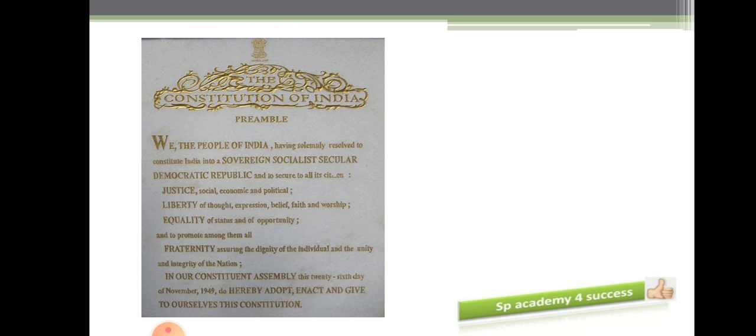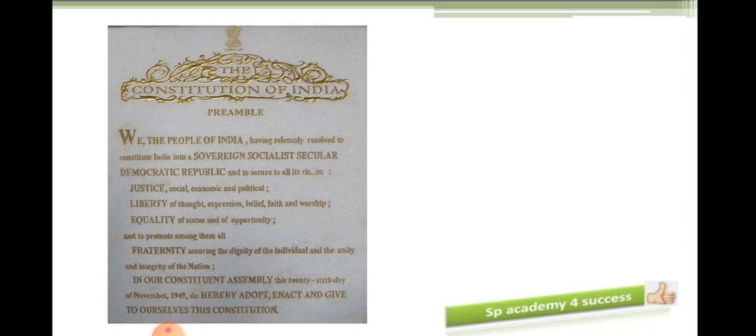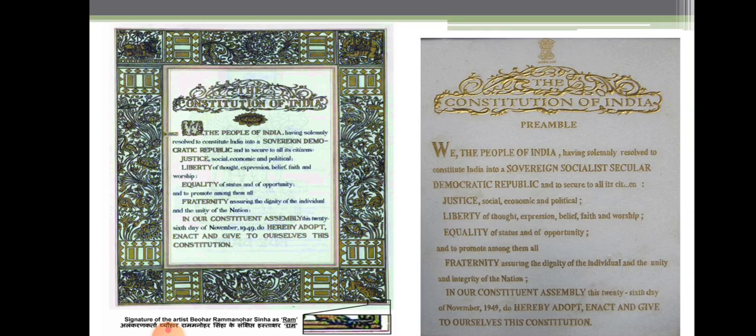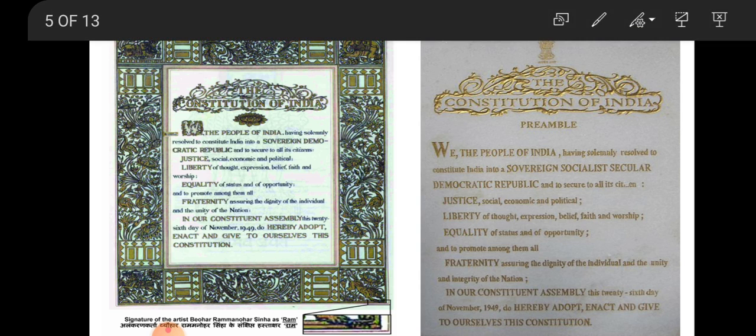Moving on, so this is our preamble. I told you before, we will compare the old preamble and the new preamble. According to the old preamble, we have the word sovereign, but the rest of the words like socialist and secular were not present in the old preamble. But these words were added to our preamble during the 42nd amendment.